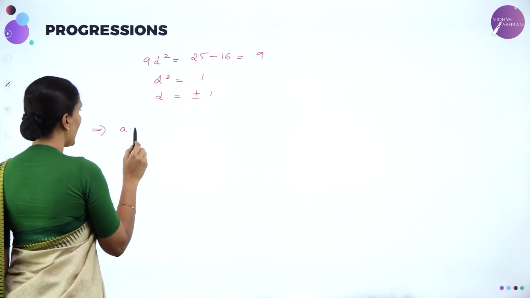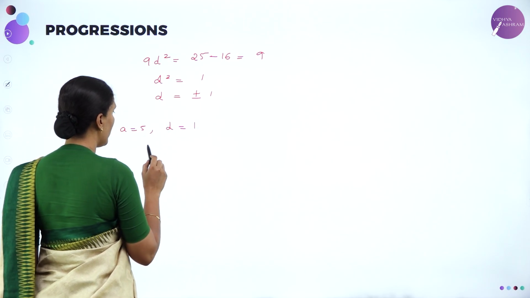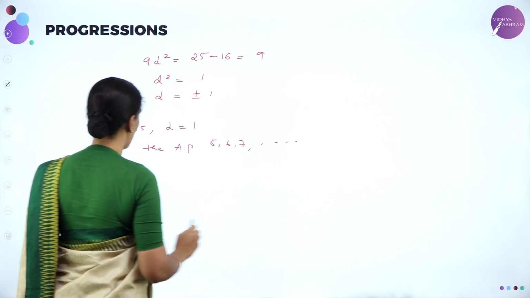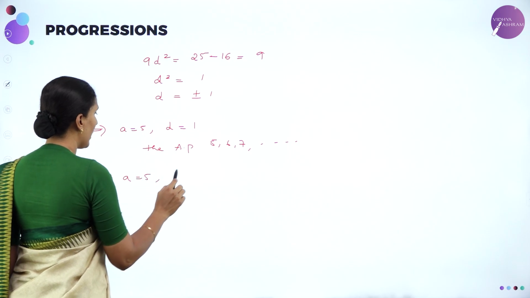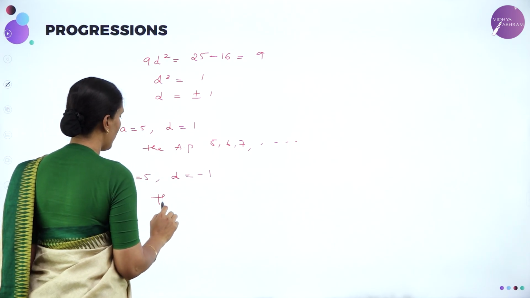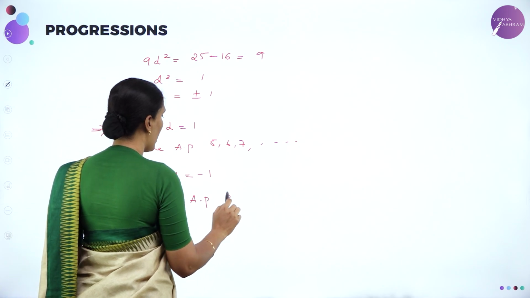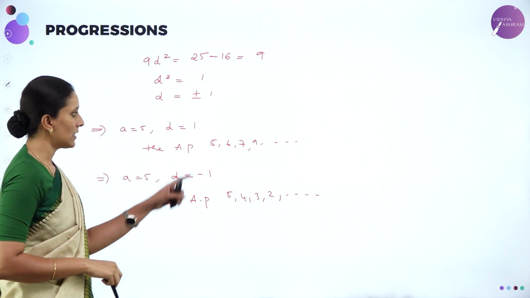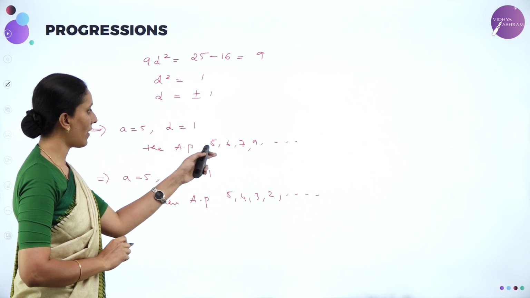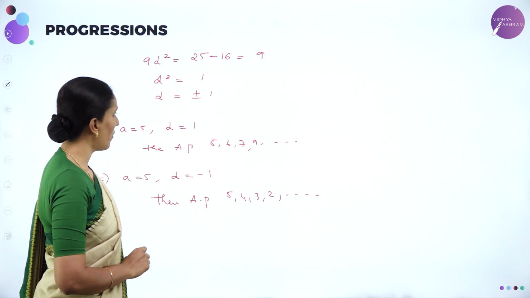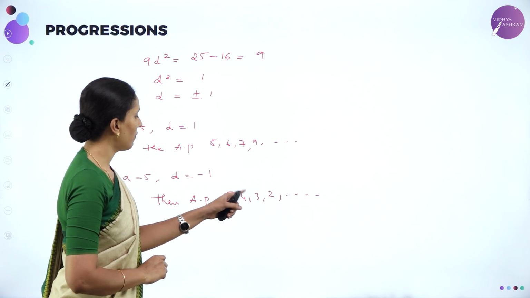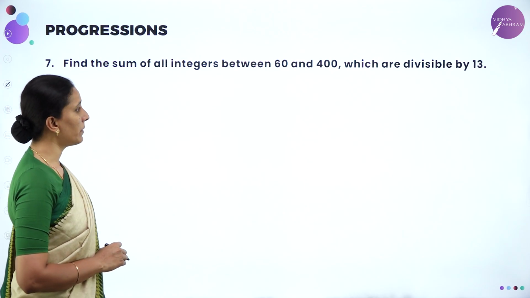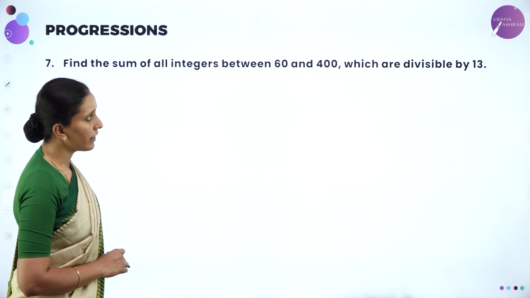Again here, by taking a is equal to 5 and d is equal to 1, the AP is 5, 6, 7, etc. If we take a is equal to 5 and d is equal to minus 1, then the AP is 5, 4, 3, 2, etc. Since we require 4 numbers here, this is 5, 6, 7, 8. And if we take d in the form of minus 1, then we can write this as 5, 4, 3, 2, etc. Next, find the sum of all integers between 60 and 400 which are divisible by 13.